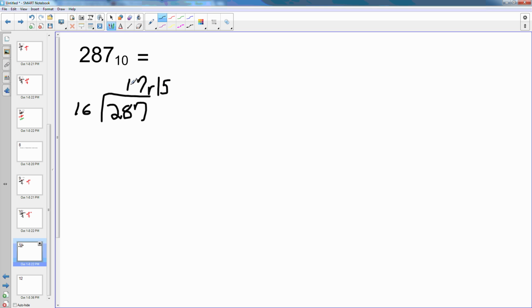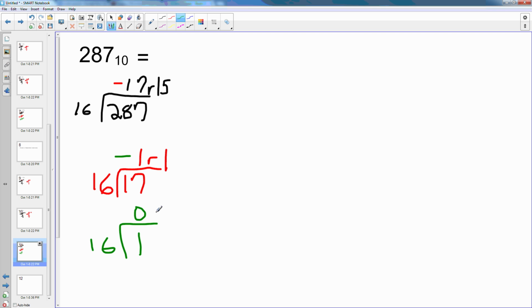Okay, we're still not done because this isn't 0 yet, so I'm going to take this 17 right here. I say 17 divided by 16. How many times does 16 go into 17? It's 1 time with a remainder of 1. Okay, we're not finished yet because this is still not a 0. So I'm going to take 1 and divide it by 16. How many times does that go into it? 0 with a remainder of 1. So I'm now at 0, so I can take these numbers. So it becomes 1, 1, 15.